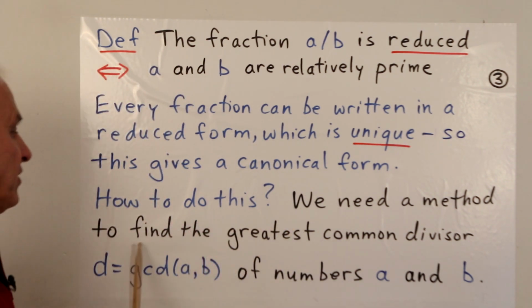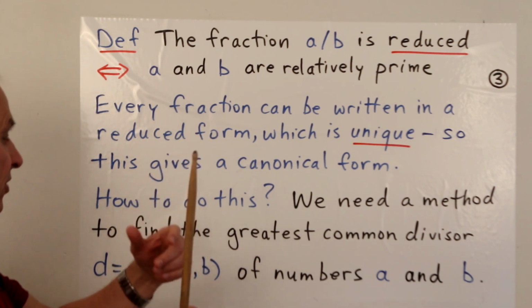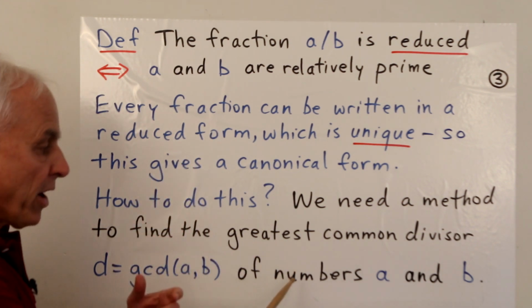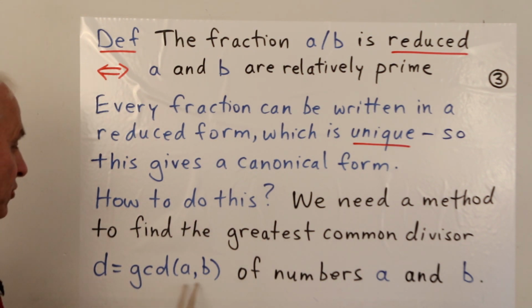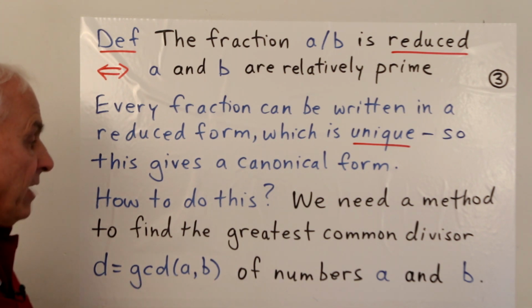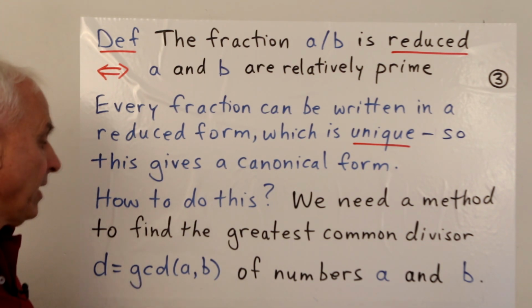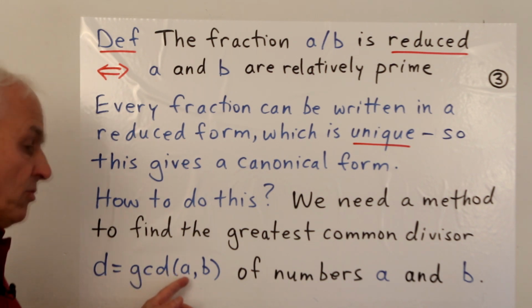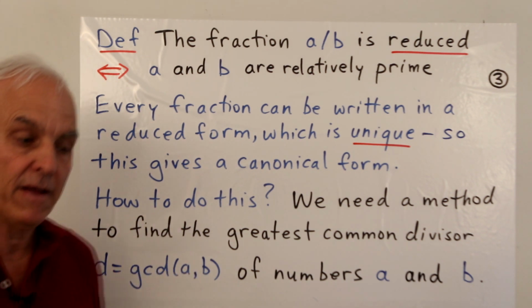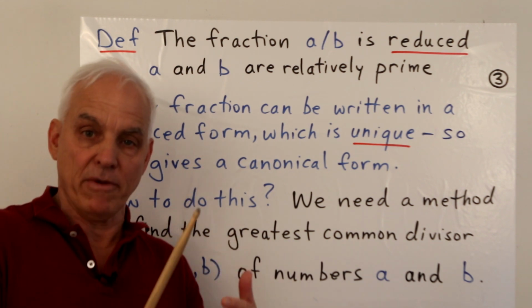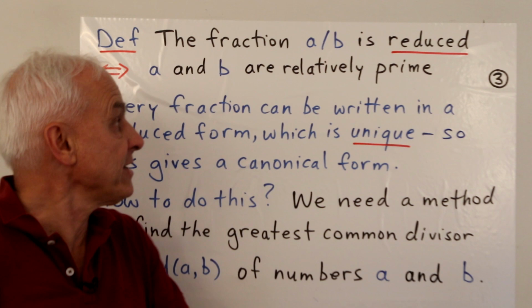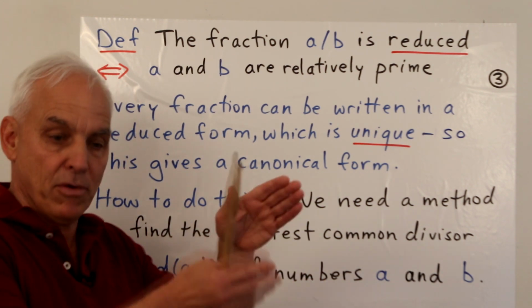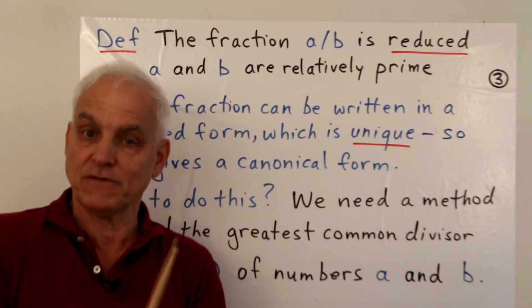We need a method to find the greatest common divisor of the numerator and the denominator, of two numbers a and b. And this is the standard notation for that. d is the greatest common divisor of a and b. And what does that mean? Well, it means that d divides, or is a factor of, both a and b, and that it's the biggest such common factor. That's the factor that you want to remove or cancel from both numerator and denominator to get the reduced form.